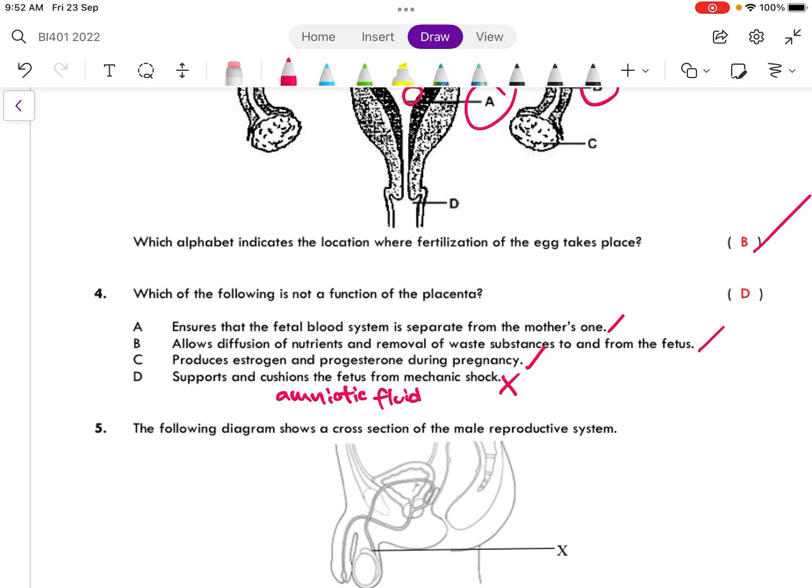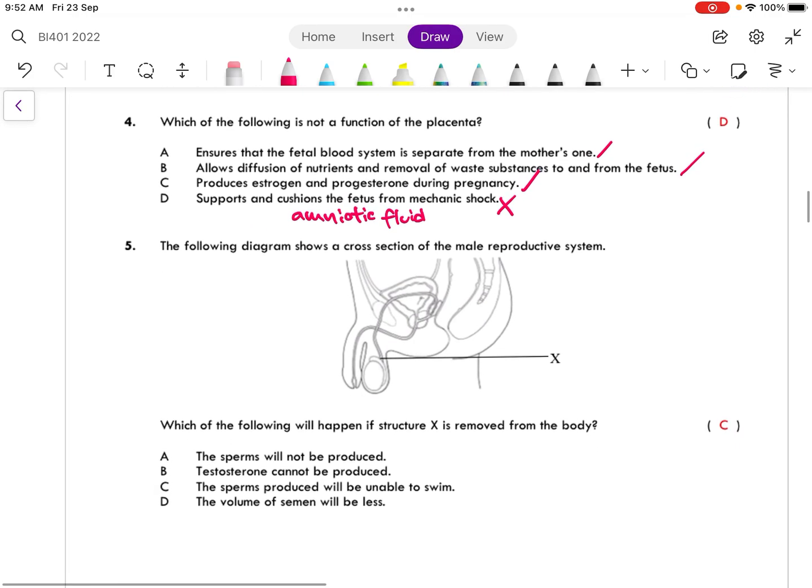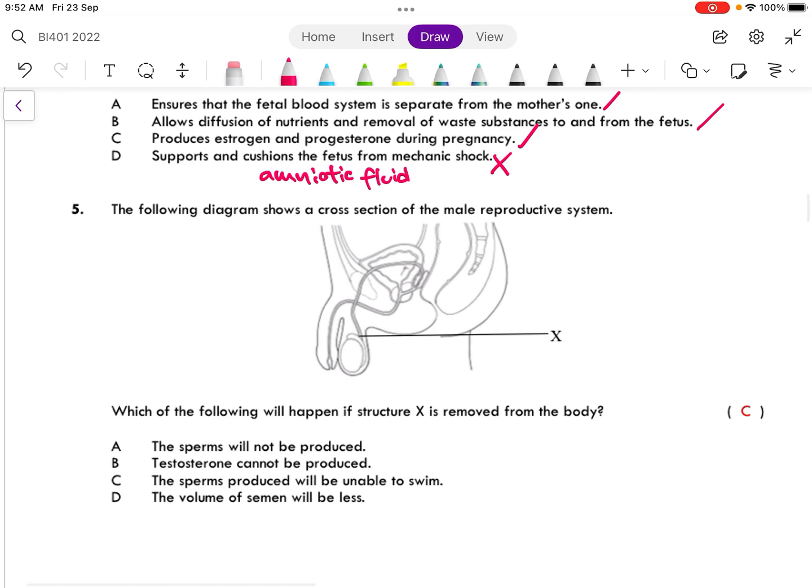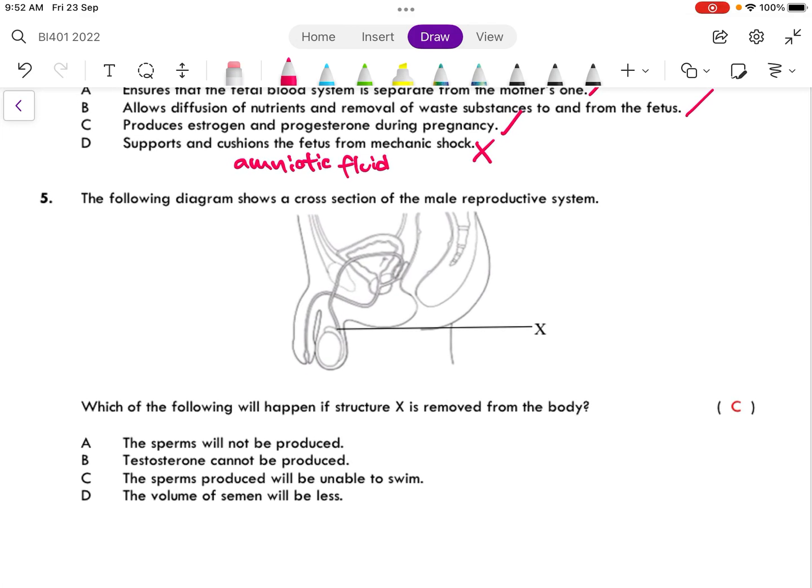Right, the amniotic fluid, or this is what is also referred to as water bag. When you say water bag burst, the amniotic fluid is the thing that cushions. It is made up of a lot of water, and it helps to cushion any impact so that it doesn't directly hit the baby. Next, 5. The following diagram shows a cross-section of the male repro system. Which of the following will happen if structure X is removed from the body? Structure X refers to the epididymis. So the epididymis is where sperms will go to fully mature.